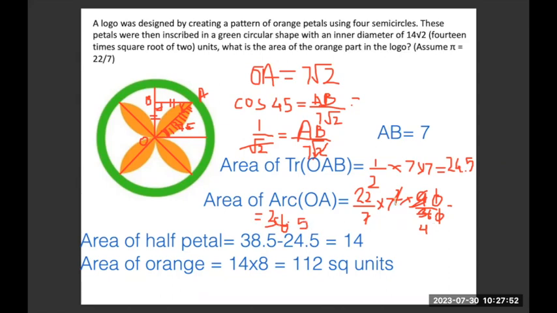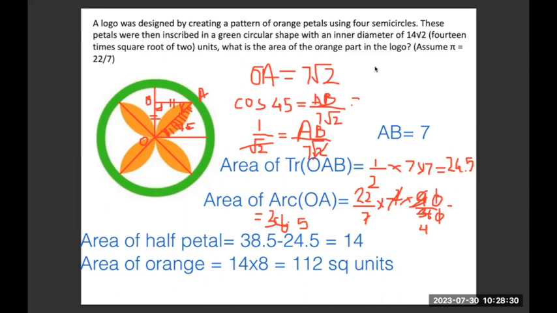I replace the radius to be 7, which is AB or OB, either of them, of that arc OAB. And the value of theta, the angle of that arc, is 90 degree at the center B. So 90 upon 360 came. That's why area of the arc OA is 38.5. And the area of the half petal will be 38.5 minus 24.5, which is the area of the triangle, which is 14. The area of the total orange part is made up of 8 such half petals, which is 14 into 8. So 112 is my answer.